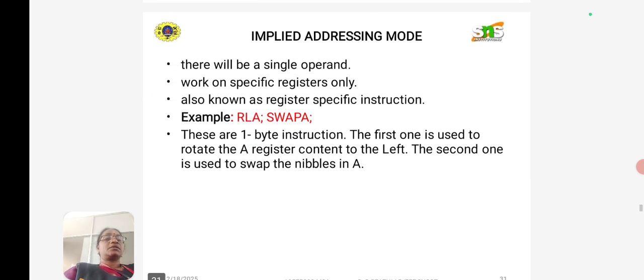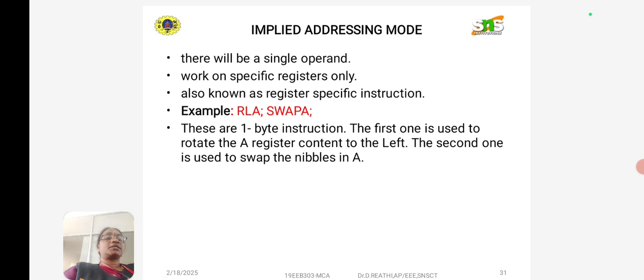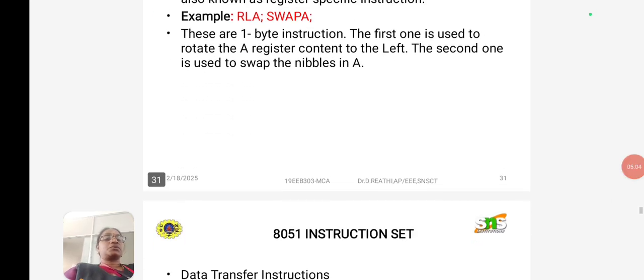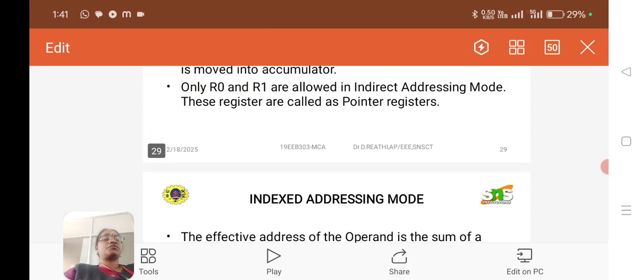And then implied addressing mode. In implied addressing mode, there is a single operand working on specified registers only, also known as register specific instructions. For example, RL A, that is, rotate left accumulator, and SWAP. These are 1-byte instructions. The first one is used to rotate the accumulator content to the left, and the second one swaps the nibbles of the accumulator. So these are the addressing modes of 8051.